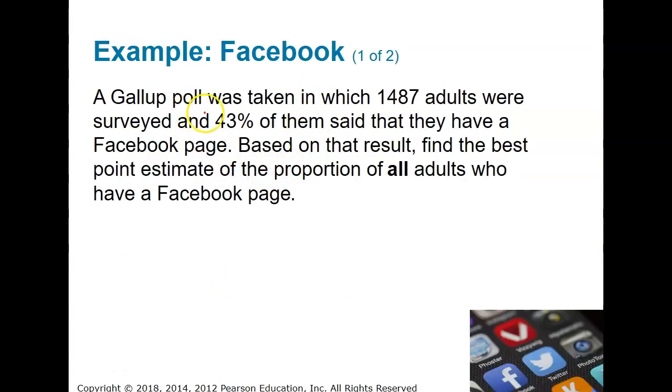A Gallup poll was taken in which 1,487 adults were surveyed, and 43% of them said that they have a Facebook page. Based on that result, find the best point estimate of the proportion of all adults who have a Facebook page. Based on this sample, we want to give our best point estimate of the proportion of all adults out there that have a Facebook page. This was pretty simple. The best point estimate is p hat. P hat is our sample proportion, so our sample proportion is 43%. This would be my best point estimate.